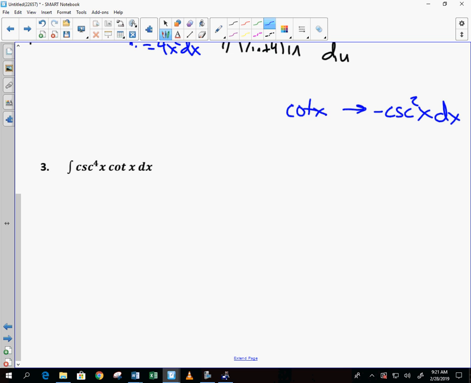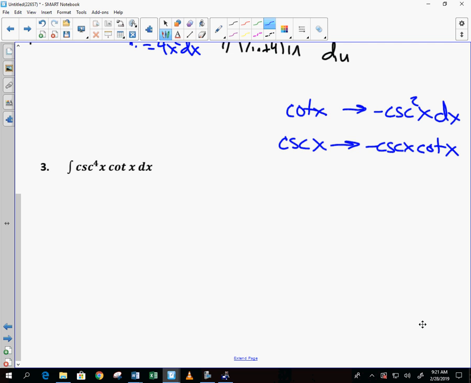Do you have a cosecant squared up here? Yeah, you do, but you actually have a cosecant to the 4th, don't you? And then here's another one. If you say, well, we're going to use cosecant, what's the derivative of cosecant? Negative cosecant cotangent. Do you have a cosecant cotangent up here? Yeah, you do. So the question is, which one is going to work best?